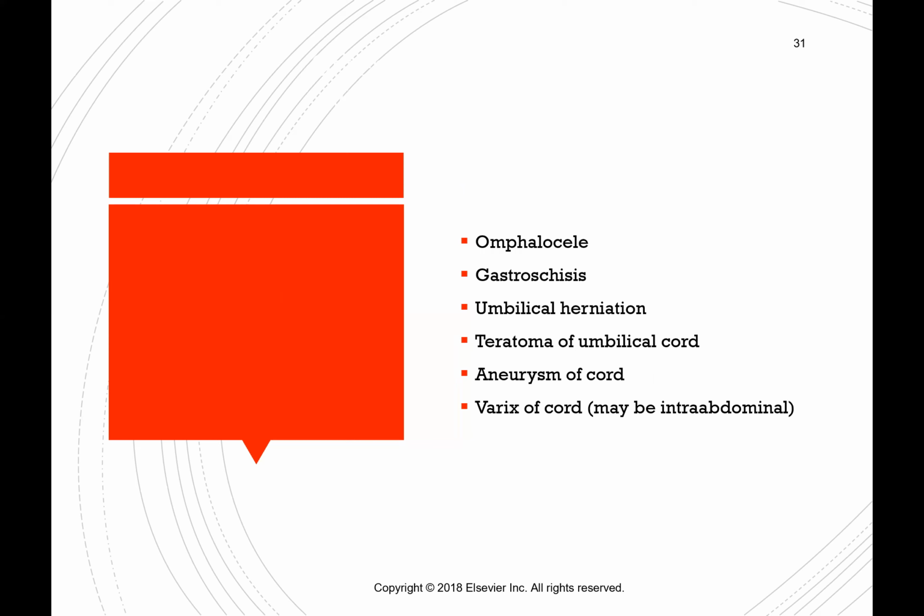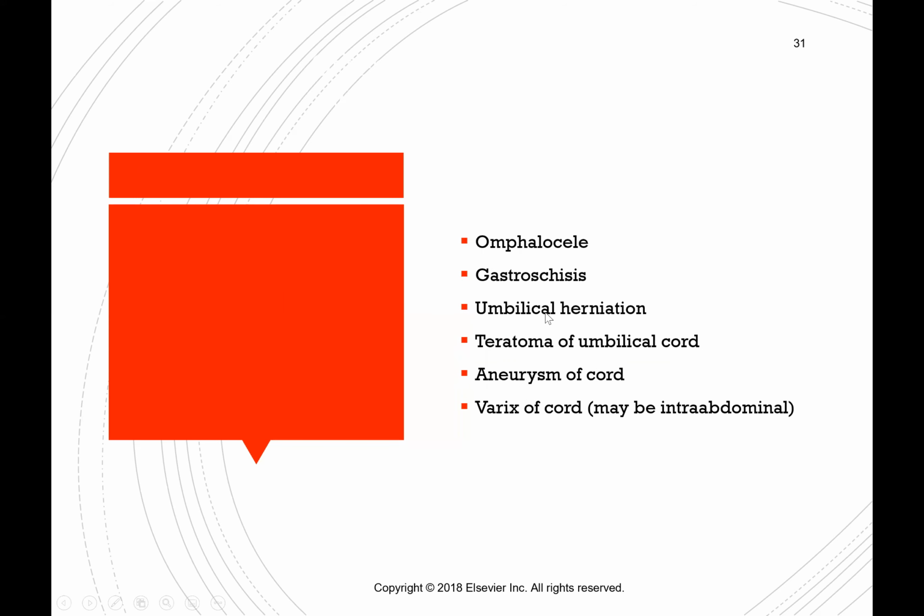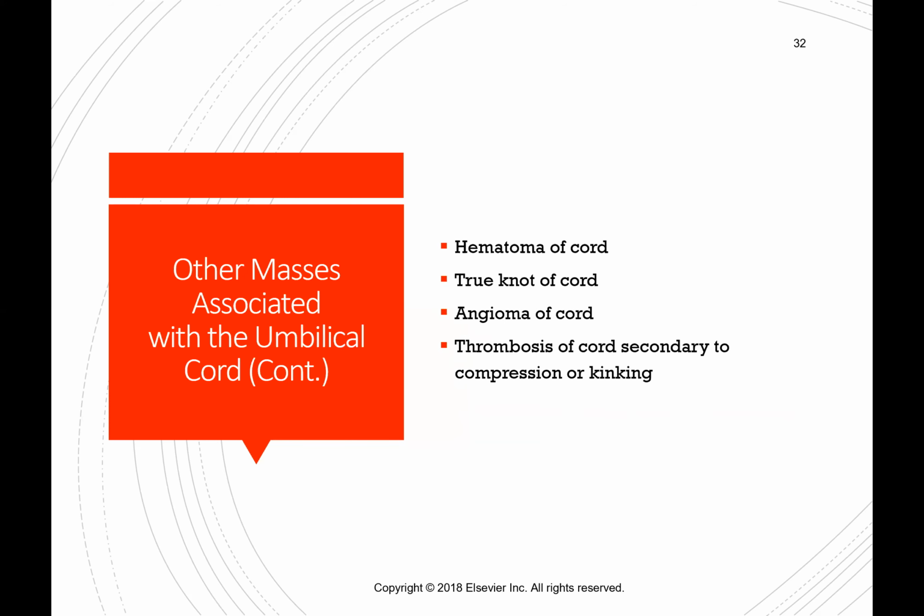There are multiple different anterior abdominal wall defects that are associated with the cord. Now, we have an anterior abdominal wall chapter, which we'll go over some of these again, but just for you to be familiar with some of these things, I wanted to go over these with you. And those are omphalocele, gastroschisis, umbilical herniation, an aneurysm of the cord, varix of the cord, and teratoma of the umbilical cord. You can also have a hematoma of the cord, true knots of the cord, angioma of the cord, and thrombosis of the cord, secondary to compression or kinking.